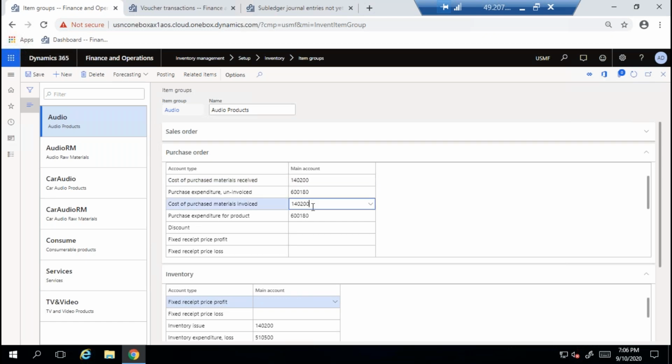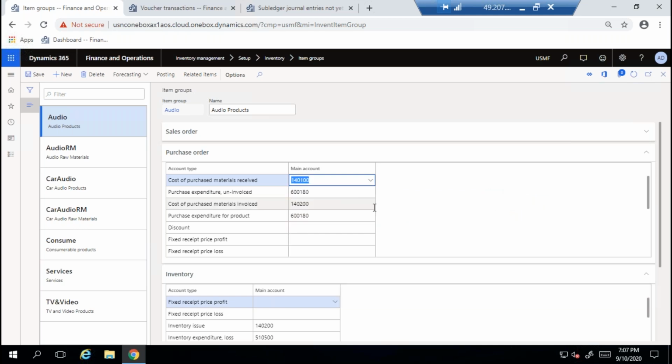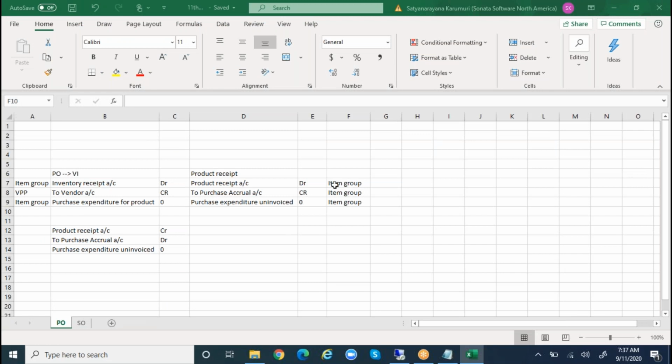So here it was mapped. Both are same, but in a real-time scenario it will be a different account and it will be that account. Both are different accounts. Like that, I will map, so that I can differentiate these two accounts. Okay. So these are item groups. In the item groups, you need to map.